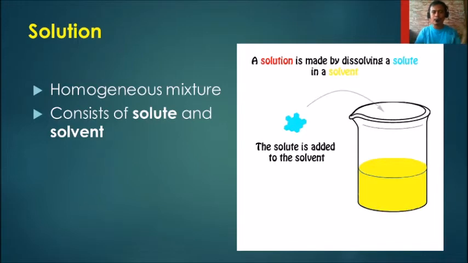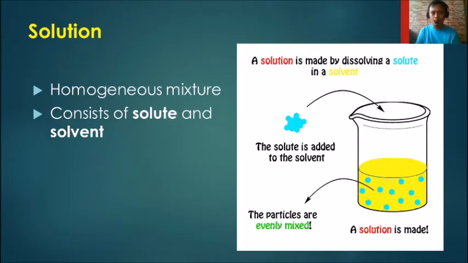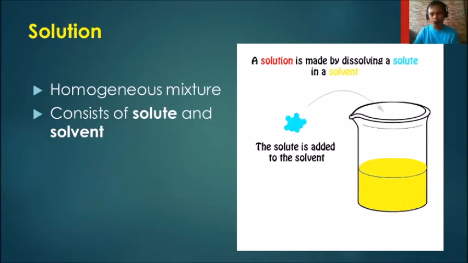Of course, when we say solution, it is a homogeneous mixture which comprises two substances: the solute and the solvent. A solution is made by dissolving the solute in a solvent. Basically, the solute is the substance that is being dissolved, and the solvent is the medium in which the solute is being dissolved. Once the solute is added to the solvent, the particles of the solute will be distributed evenly to form a solution, or an evenly mixed one.